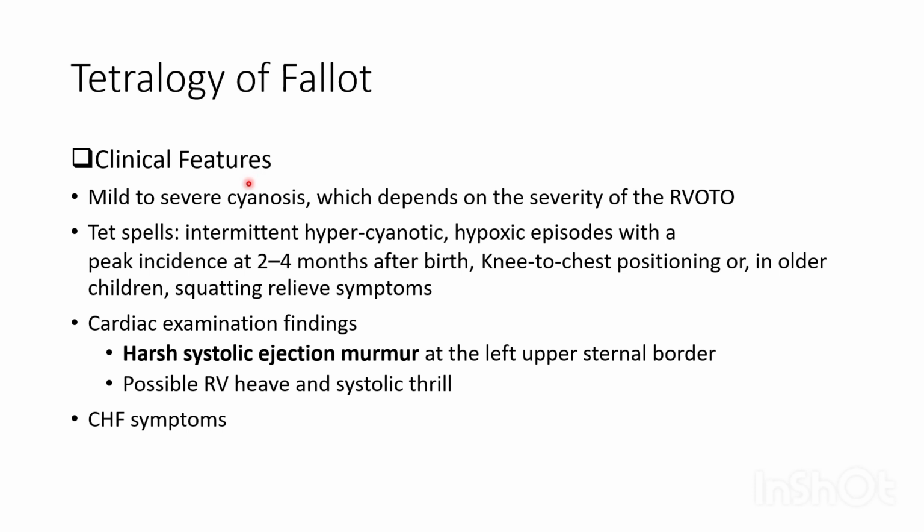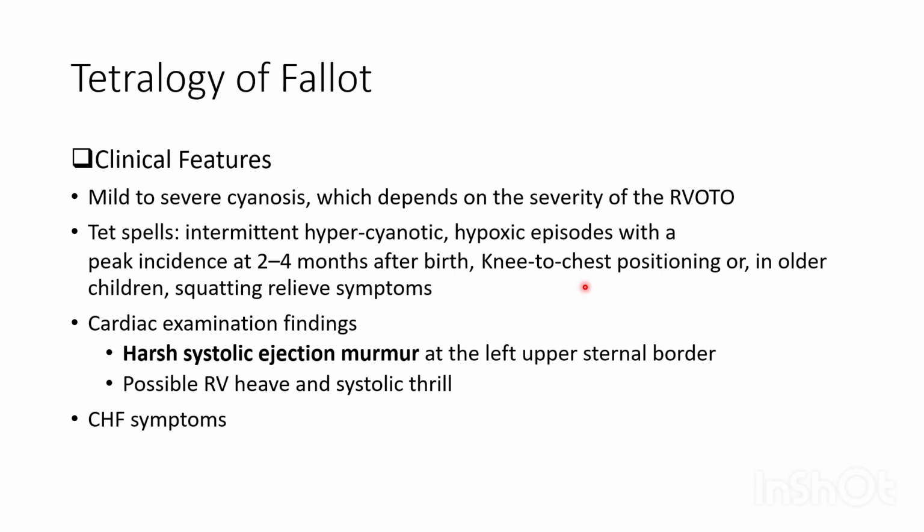Clinical features of tetralogy of Fallot: mild to severe cyanosis, which depends on the severity of the right ventricular outflow tract obstruction. The more severe the obstruction, the more blood bypasses the pulmonary circulation, entering directly into the systemic circulation. TET spells are intermittent hypercyanotic hypoxic episodes with a peak incidence at 2 to 4 months after birth. Knee to chest positioning or, in older children, squatting relieves symptoms.